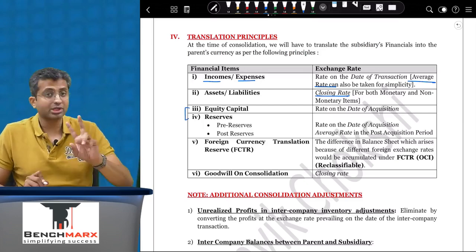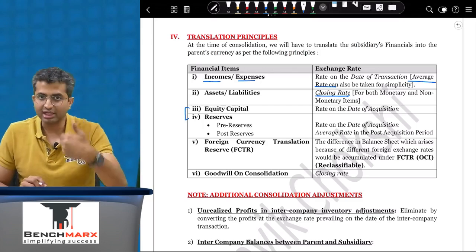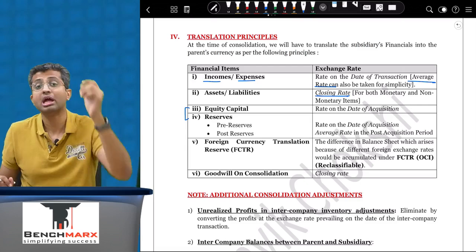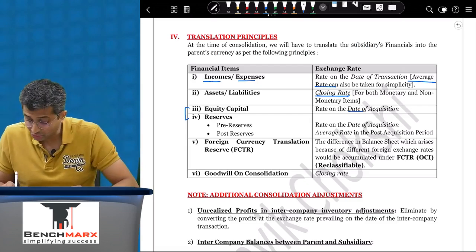Equity, share capital and reserves are, remember, not assets or liabilities. They are there in the balance sheet, but they are not assets or liabilities. They are a part of shareholders' funds, the equity section as we call it. So equity will be converted at the rate as on the date of acquisition.